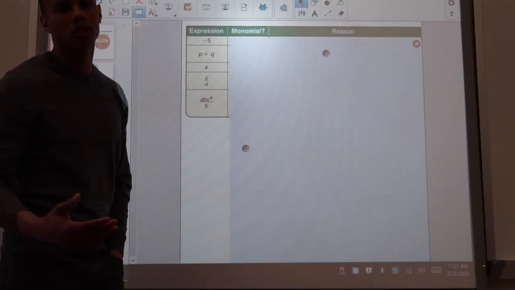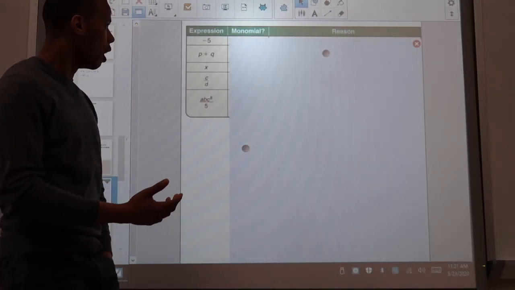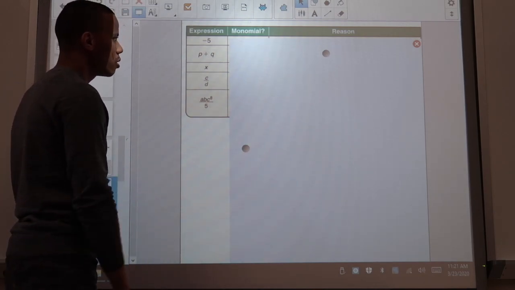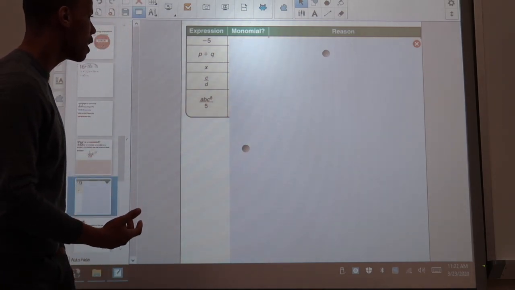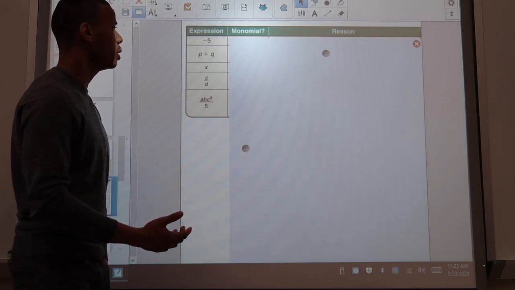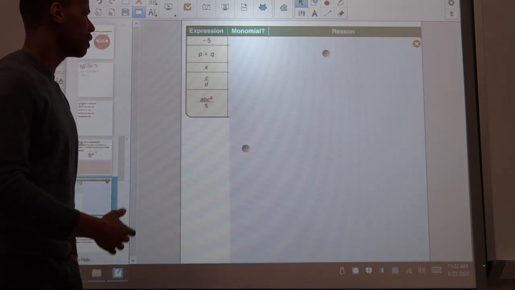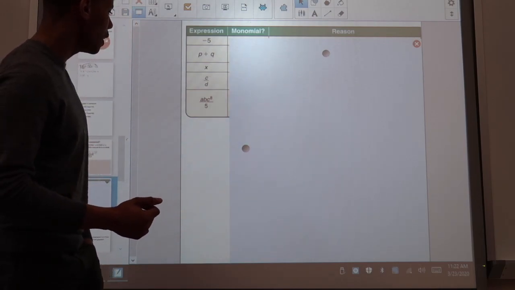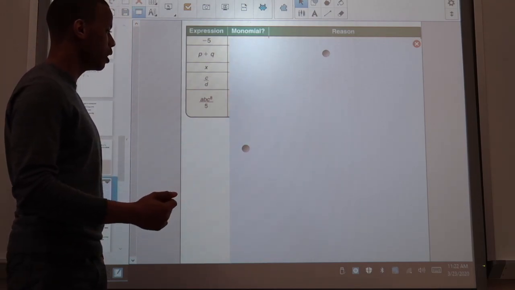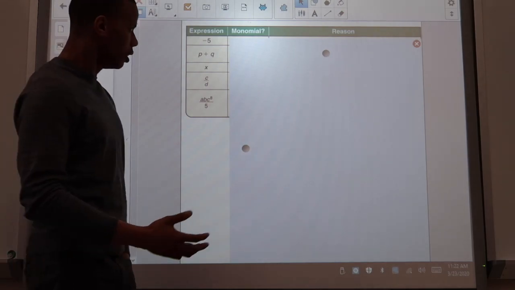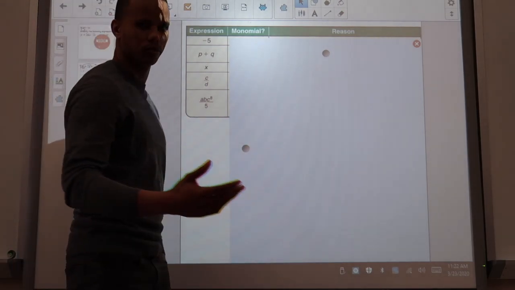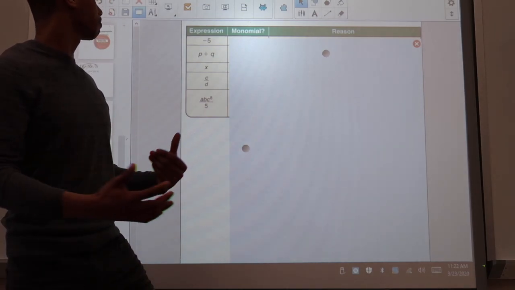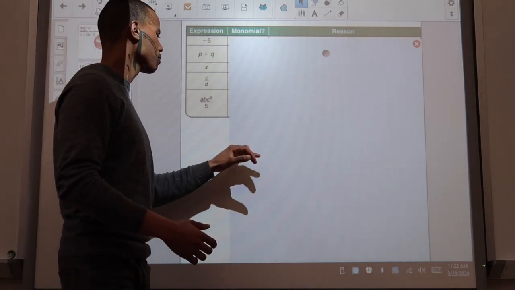Now, for the next portion, we have whether this is a monomial or not. So the expressions I want you to take a look at: I have -5, I have p plus q, I have x, I have c divided by d, and I have a times b times c to the 8 divided by 5. If it would have been in our regular classroom, it would have worked out better, but just make the best of what we have.